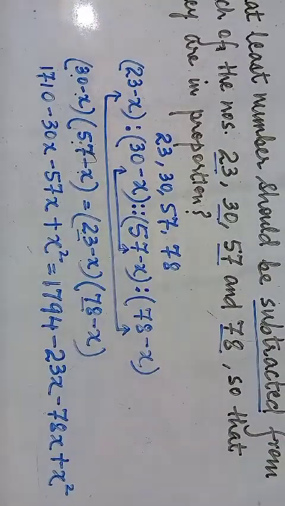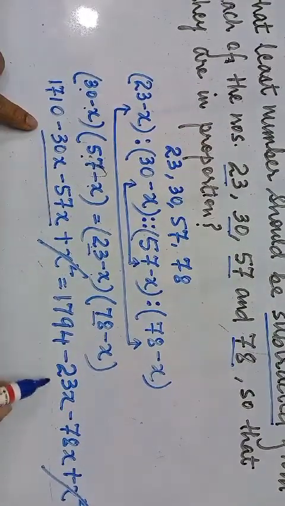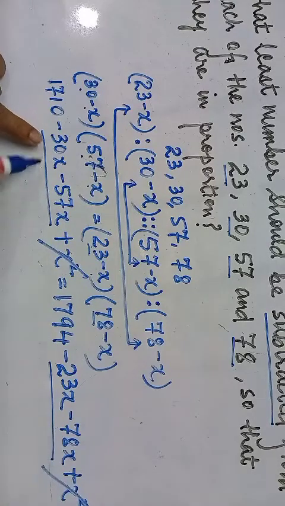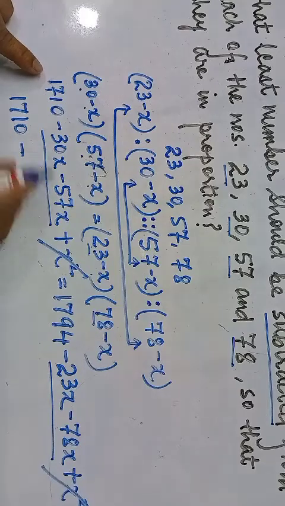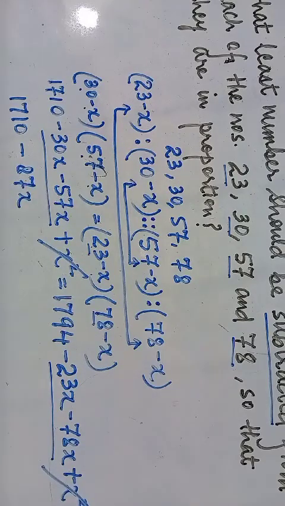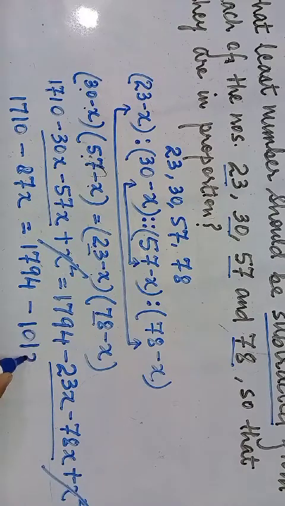Now you will immediately come to know that you have x squares with the same sign on both sides, so they will get cancelled, and you have these two as like terms and these two as like terms here. So let us add them up. Both are with minus sign, so let me just write this 1710 first, and then you will have minus. When you add them up, you will get minus 87x is equal to 1794, which was there on the right side, minus, similarly you will add these two also because they are both like terms with the same sign. So 8 and 3 is 11, this will become 101x.